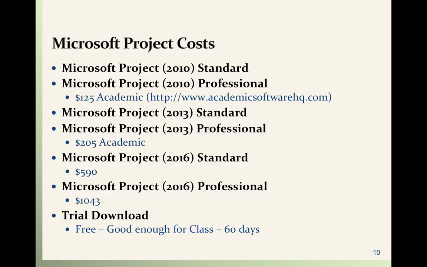So Microsoft Project is expensive to just go out and buy. So before you panic, let me get down to the end. You can get an academic version of Microsoft Project 2010 for about $125. Microsoft Project 2013 for $205. Microsoft Project 2016 standard for $590, or professional for $1,043.